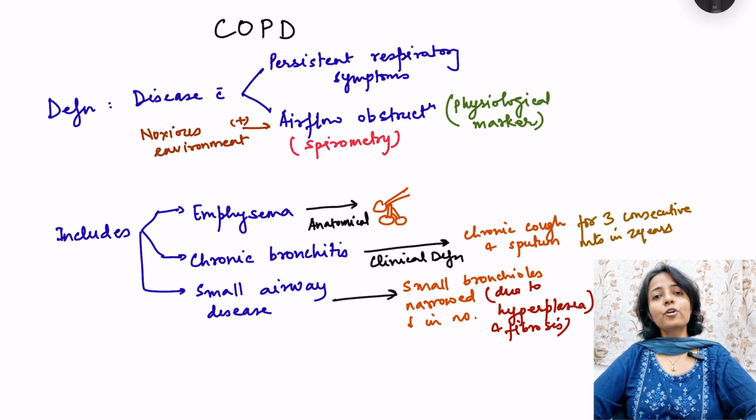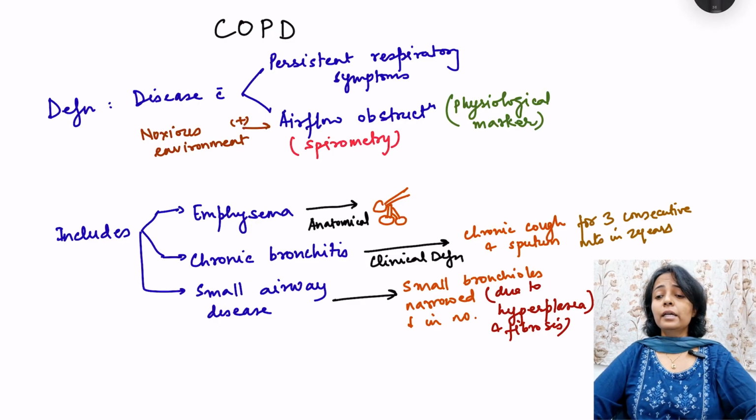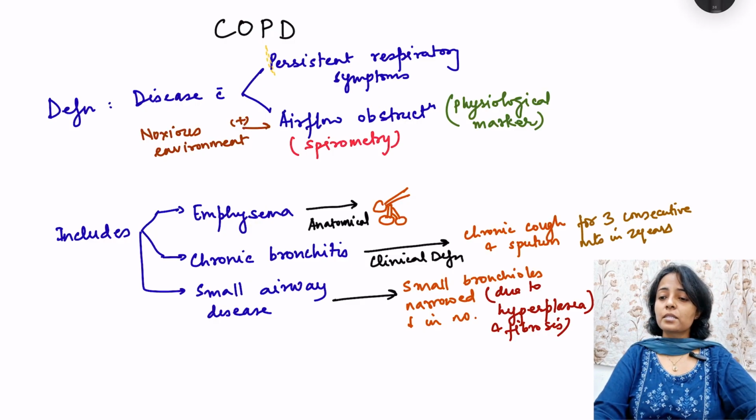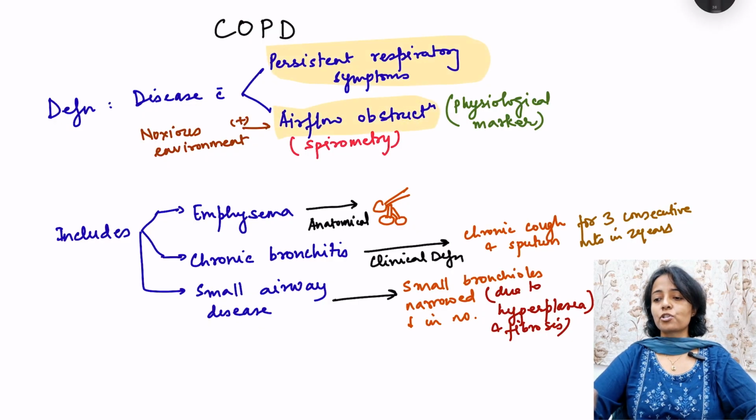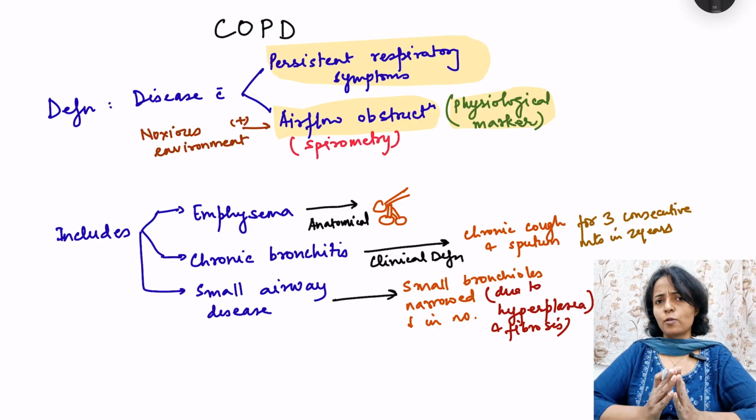COPD, or chronic obstructive pulmonary disease, or we can say chronic obstructive lung disease, is characterized by persistent respiratory symptoms and airflow obstruction. In fact, airflow obstruction is a physiological marker for COPD. So it's an obstructive lung disease, as its name suggests, that there will be obstruction of the airways.